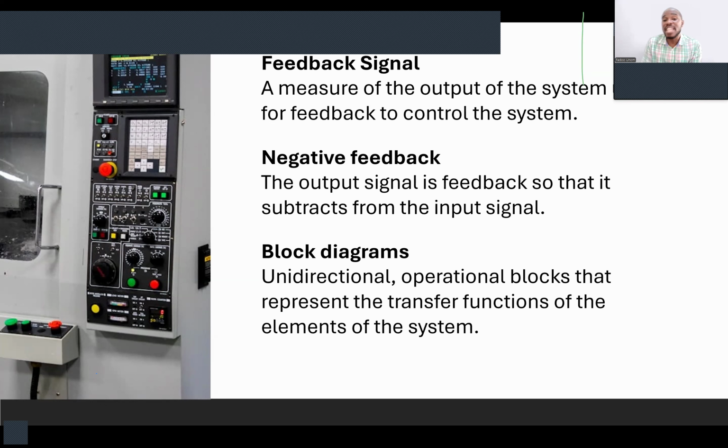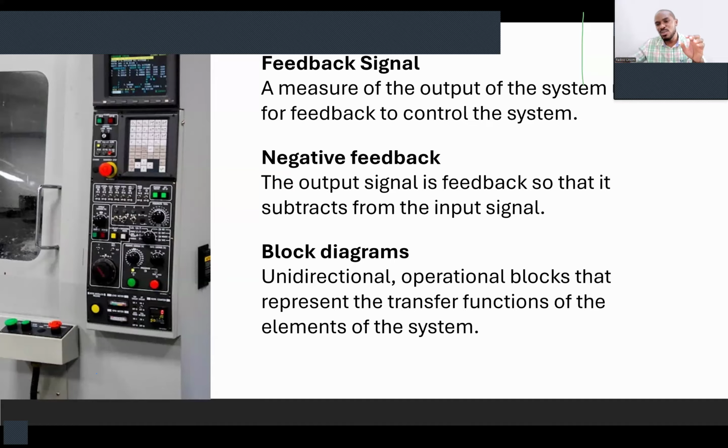A negative feedback is when the output signal you are bringing in, and you will see this when we start doing calculations, is subtracted from the input signal so that the control measures the error. What is the difference between my input and my output? Usually the input is the desired thing we want. That comes into the system, it works on it, and then we take the output and take it back. And so it makes a subtraction.